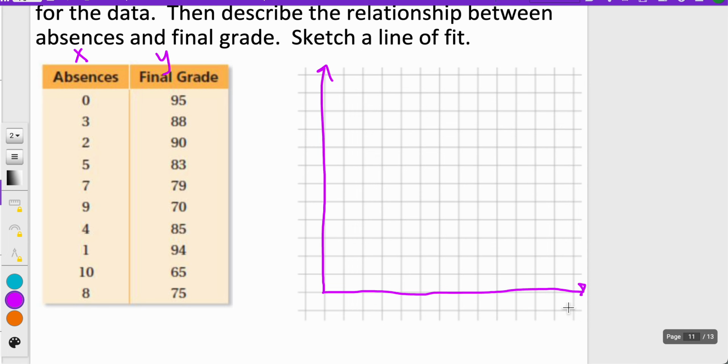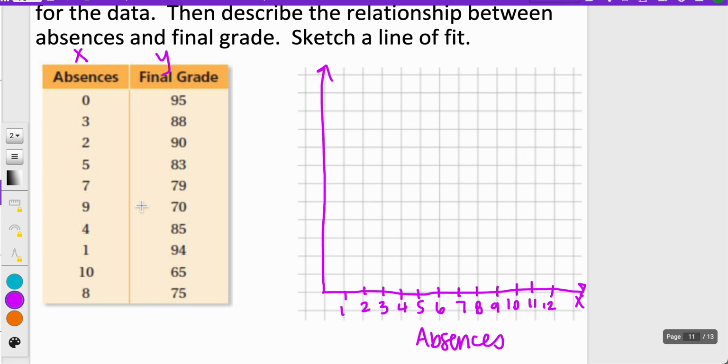Let's go ahead and start building our graph. So absences is on the x-axis, and I go all the way up to 10. So 1, 2, 3, 4, 5, 6, 7, 8, 9, 10. I'll go ahead and do a few more. Okay. This is absences.